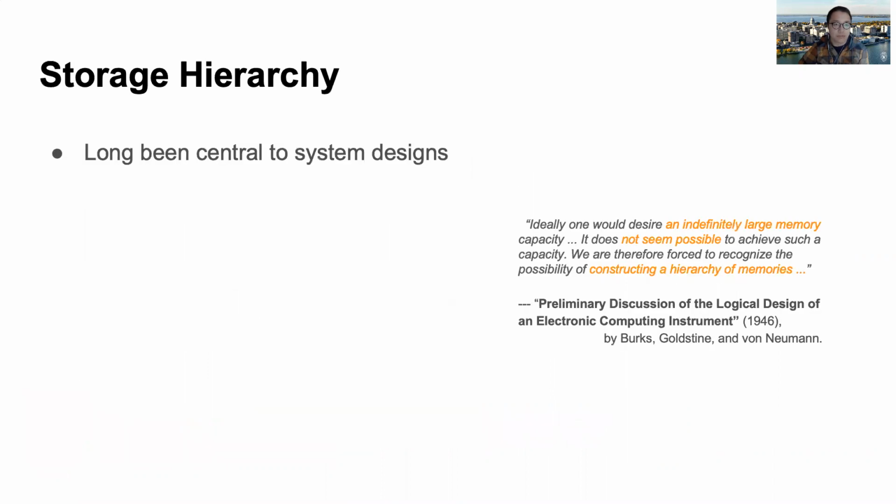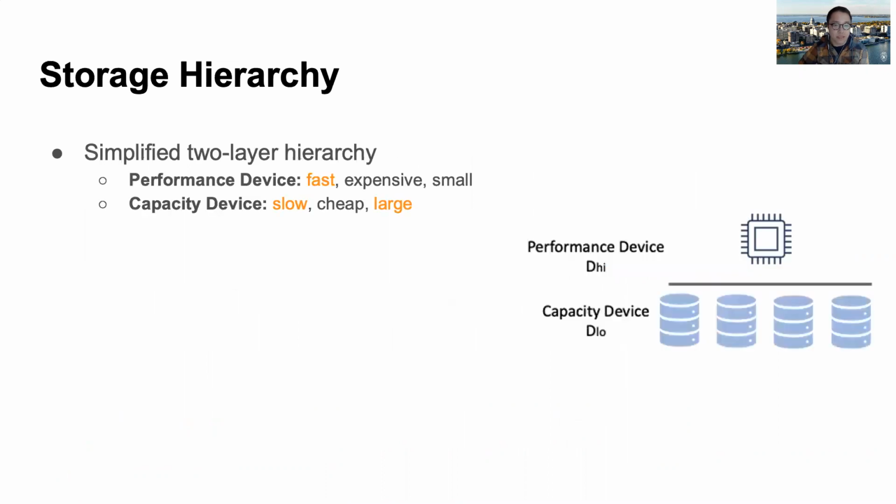Since the design of the first computers more than 70 years ago, storage hierarchy has long been central to system designs. It is a very important concept. Consider a simplified two-layer hierarchy. To realize an ideal, fast, and large device for the users, systems typically combine a fast performance device along with a slower but much larger capacity device.